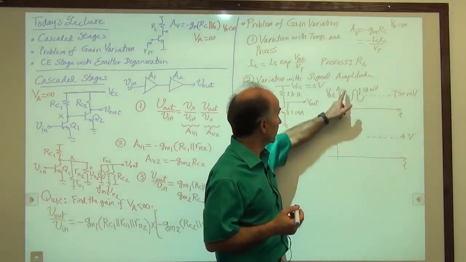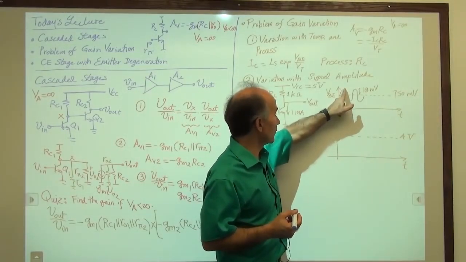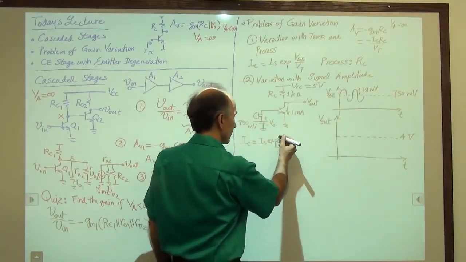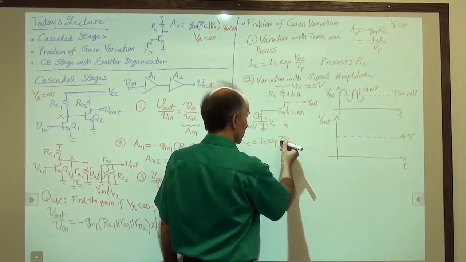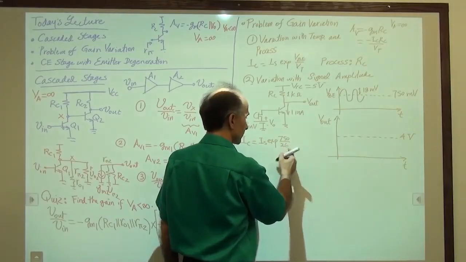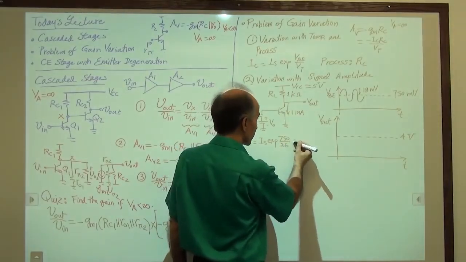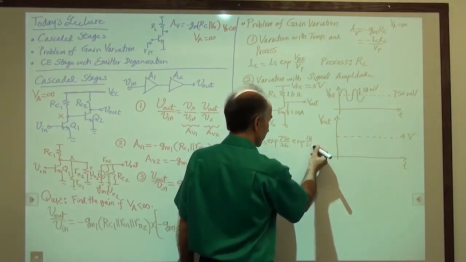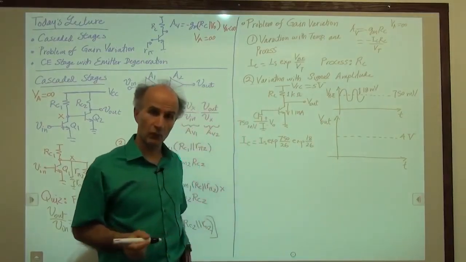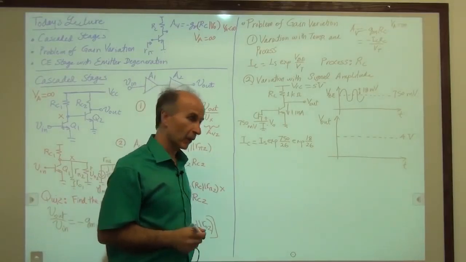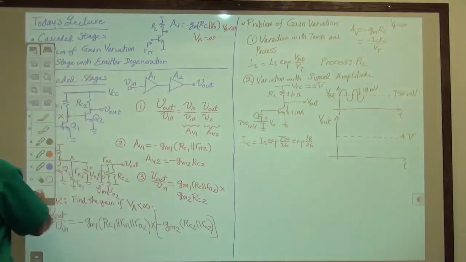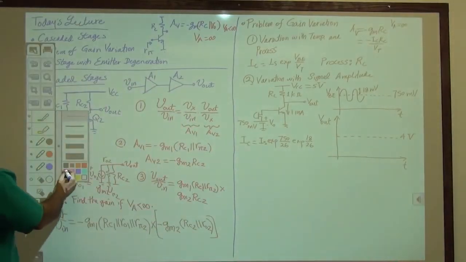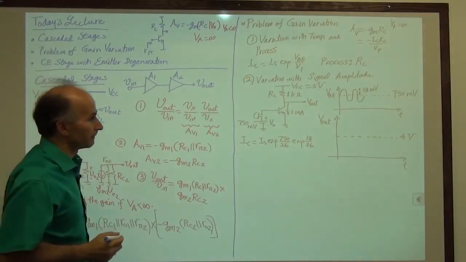VBE is how much up here? It is 750 plus 18. So I will write 750 divided by 26 VT times e^(18 over 26). So far so good, right? Okay, so let's change the color of our pen and see now what happens.